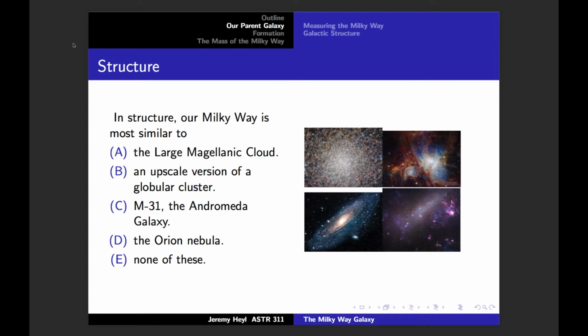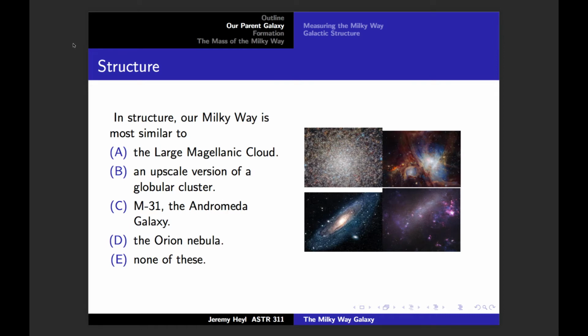So here I have a picture of 47, no, that's probably not 47 Tucanae. That I think is NGC 362, which is a globular cluster. We have the Orion Nebula, which some of you may have seen. You can actually see the Orion Nebula with your naked eye, right? It's a nebula, and this is a great time of year to look. We have the Andromeda Galaxy, which you can also see with your naked eye, believe it or not. And of course, the Large Magellanic Cloud, which you can see with your naked eye if you're not here, but in Australia.